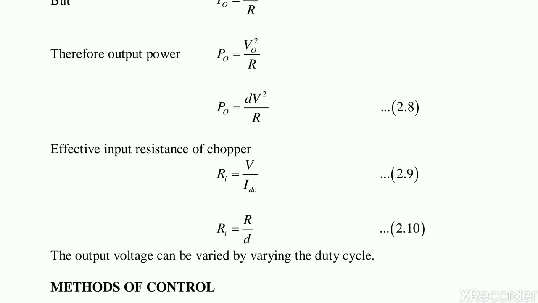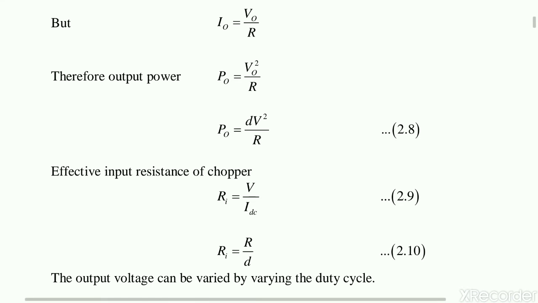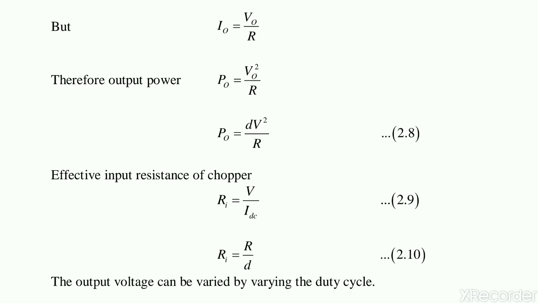So effective input resistance of the chopper, that is Ri, is equal to V upon IDC, and R upon D. So the output voltage can be varied by varying the duty cycle. So please remember, these are 5 to 6 important formulas of step down chopper, which are very simple ones.